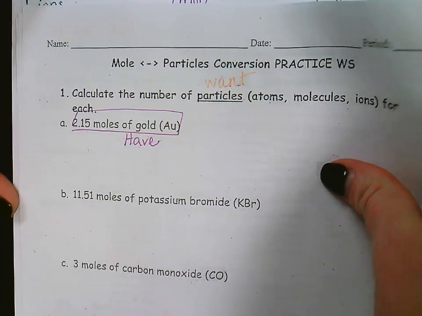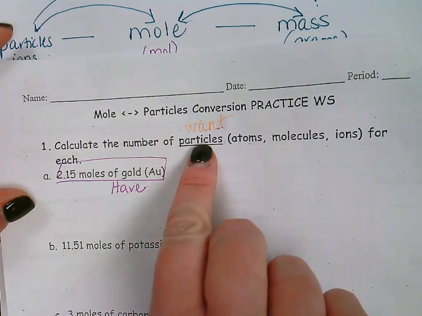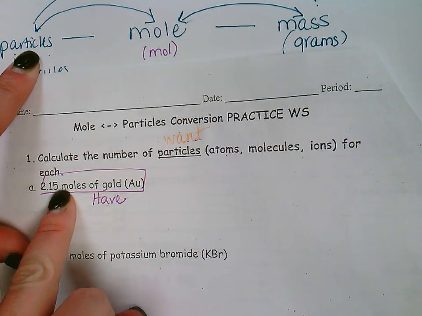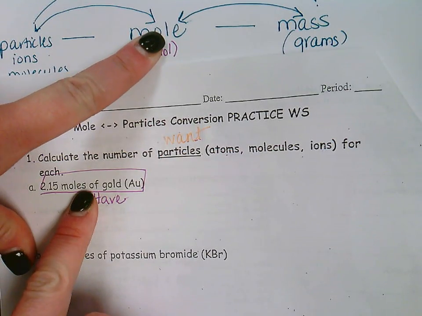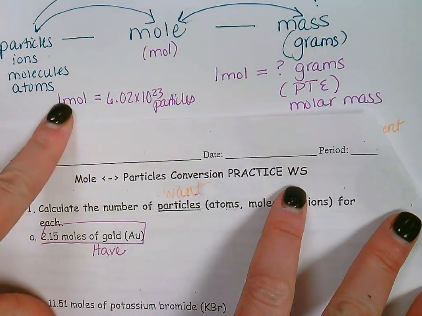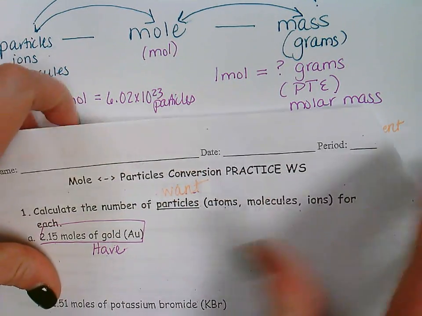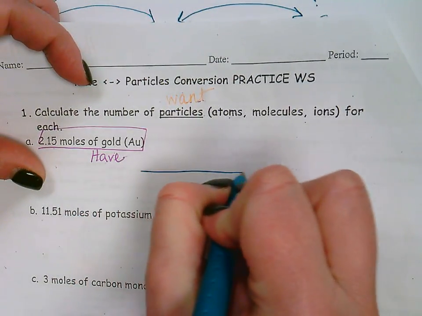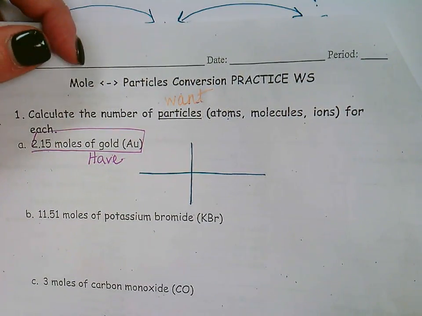Okay, we're going to go back and we're going to set up our T-chart right here. Sorry, we're going to go from moles. We have moles, 2.15 moles, and we're going to convert it into particles. Okay, and we're going to use this conversion factor of 1 mole equals this many particles. So the first thing we're going to do is set up our T-chart. You're going to need to get in the habit of making your T-charts pretty big because sometimes you have a lot of stuff to write there.